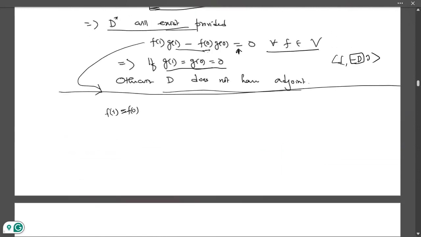So from here we have f of 1 into g of 1 minus g of 0 equal to 0 for every f in V. But for every f means we can take, for example, f equal to the constant polynomial 1. This implies g of 1 minus g of 0.